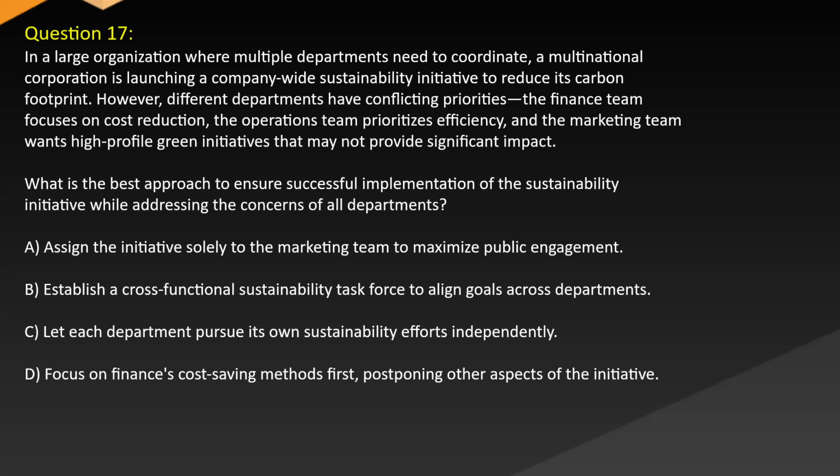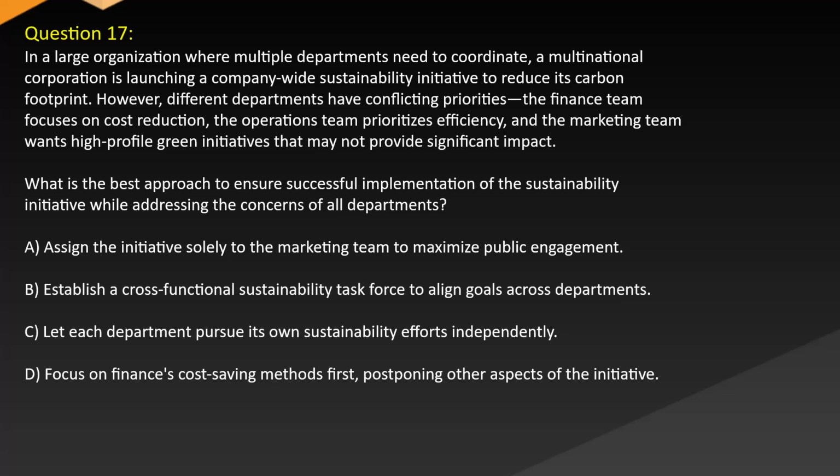Question 17. In a large organization where multiple departments need to coordinate, a multinational corporation is launching a company-wide sustainability initiative to reduce its carbon footprint. However, different departments have conflicting priorities. The finance team focuses on cost reduction, the operations team prioritizes efficiency, and the marketing team wants high-profile green initiatives that may not provide significant impact.